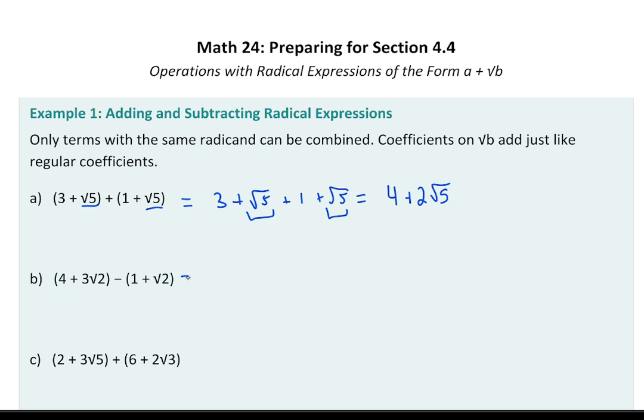Now when we look at the next problem, notice we're doing subtraction. So we need to distribute subtraction to both terms. So we're looking at 4 plus 3 root 2 minus 1 minus root 2. Make sure you don't miss distributing that minus there. Now we're looking at 4 minus 1, which is 3. We're looking at 3 root 2 minus 1 root 2, which is a plus 2 root 2.